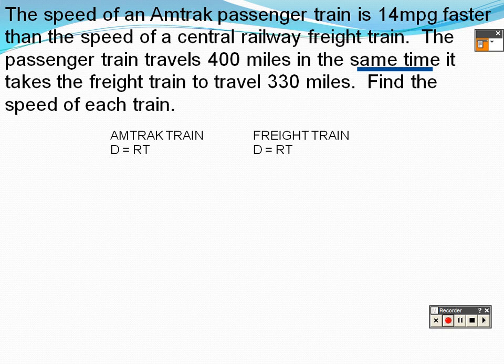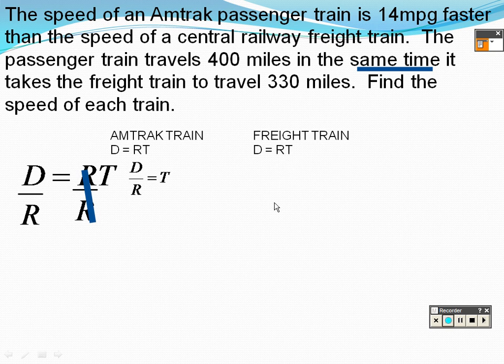So, Amtrak train, same time is the key. Before, we were setting distance equal. Now we're setting time equal because they said the same time. So when I'm doing this, I'm going to solve for time. So now I'm actually going to do d over r equals d over r when I do this problem because the times are the same.